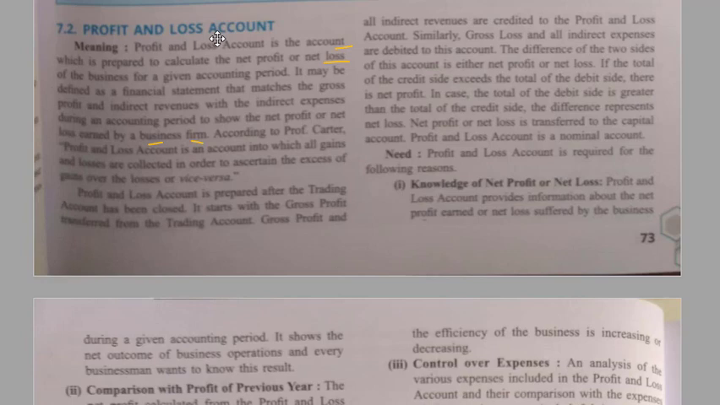Profit and loss account is prepared after the trading account has been closed. It starts with the gross profit transferred from the trading account. So once you finish your trading account, you start with the profit and loss account, and you transfer the gross profit from the trading account to the profit and loss account.